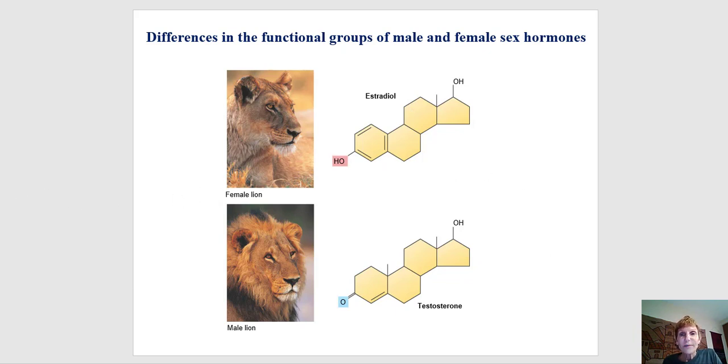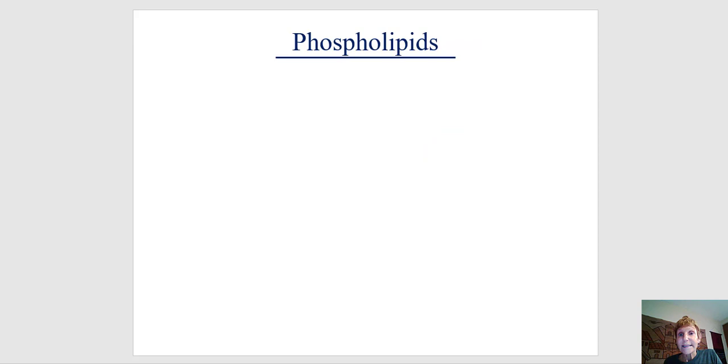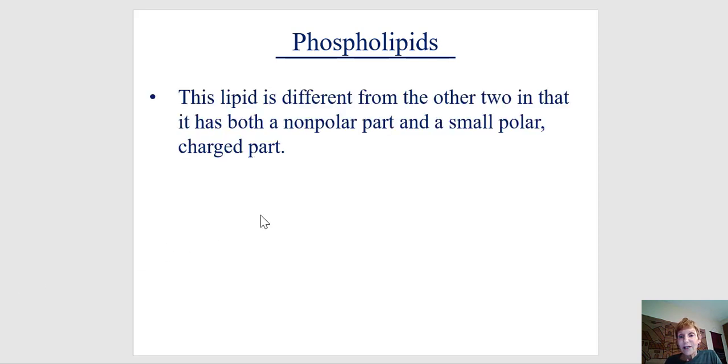Okay, I'm going to finish up the last part on phospholipids, and this is actually going to be a precursor to our next topic, which is the plasma membrane. Now, phospholipids, they are different from the other two that we just talked about, because phospholipids actually have a nonpolar part, but they also have a very polar part, a small polar charged part to them, which the other lipids, fats, and cholesterol do not.